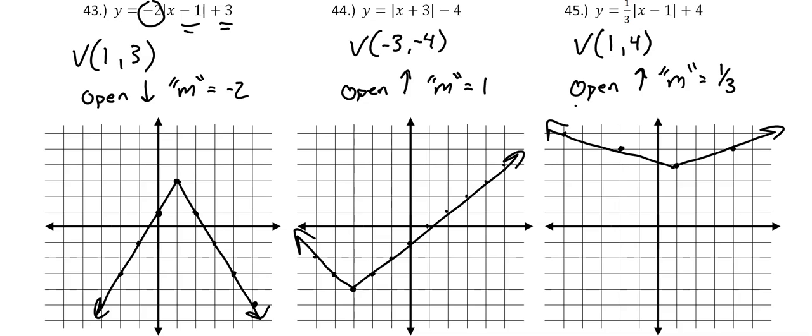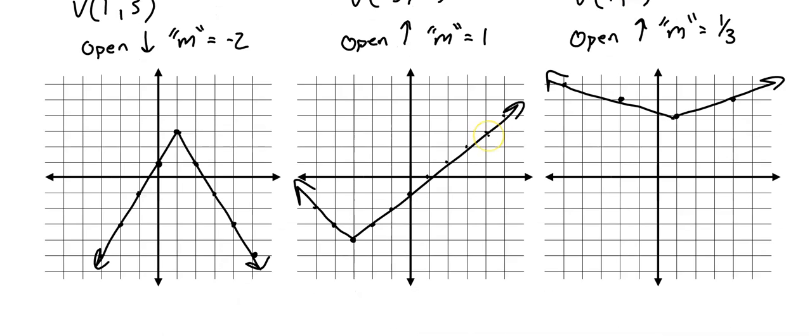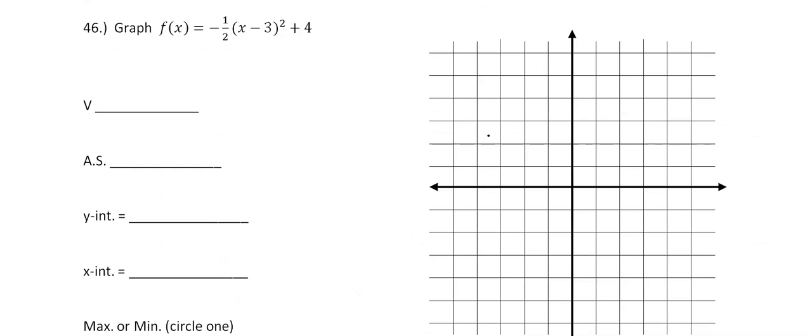And that's it. That's how we graph those absolute value guys. All right? This one is very similar, but this time it's going to be a parabola because it's a squared thing. Absolute value is a V. Parabolas are that U shape, but really we approach it the same way.